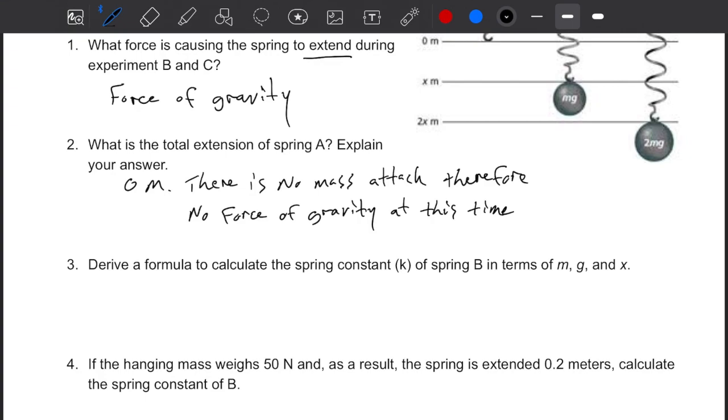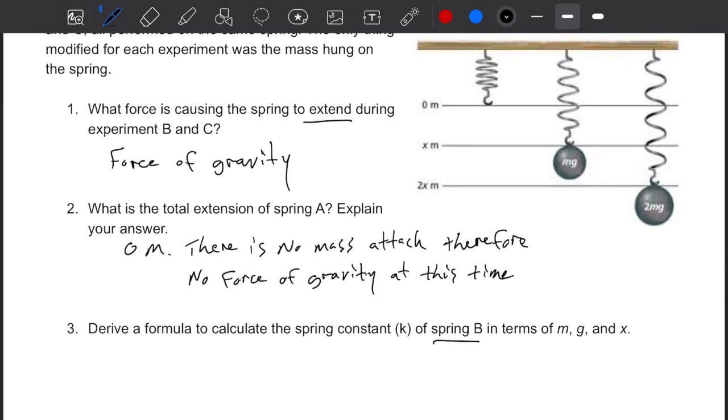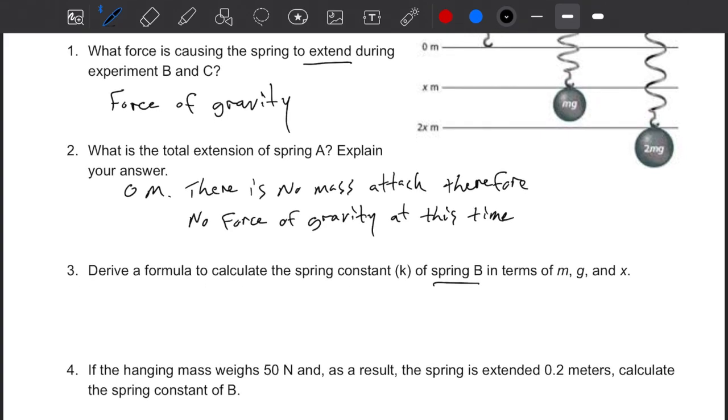Derive a formula to calculate the spring constant k of spring B in terms of m, g, and x. Well, if the system's at equilibrium, we have balanced forces. Pulling down is mg. Pulling up is the force of the spring, negative kx. So we're just going to set this up based on that equilibrium. Force of spring is equal to force of gravity because it's at equilibrium, we have those balanced forces. If Fg is equal to Fs, mg would be equal to negative kx.